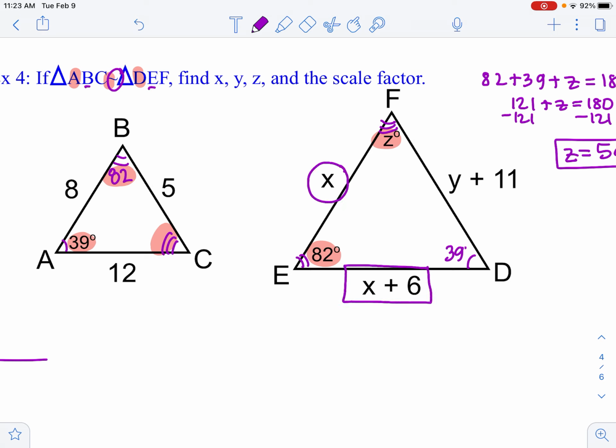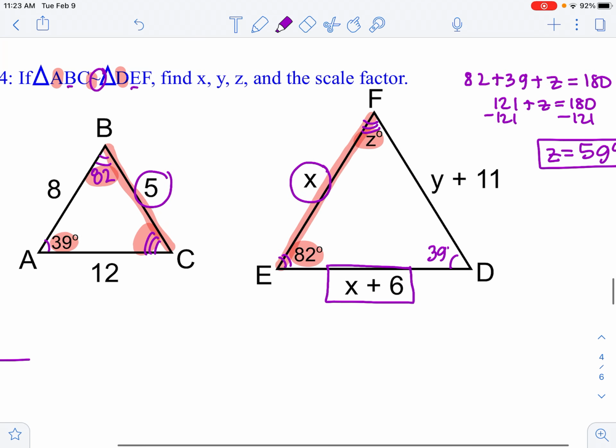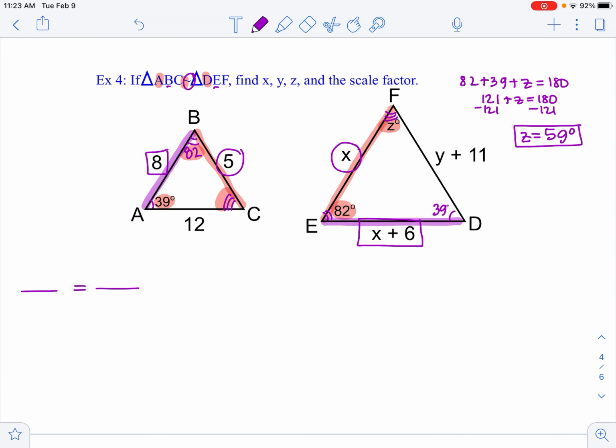So I need to know what this corresponds to, and I need to know what this corresponds to. And they don't correspond to each other. That's why I used a circle in a box. Okay, so if we go back to the triangle on the left, the one that's x is in between my 3 tick marks and my 2 tick mark. So I'm going to look for 3 and 2. That's this side right here. So that corresponds to the 5. Next, I have this x plus 6, which is in between 2 and 1 tick mark, which is this side. So that corresponds to the 8.